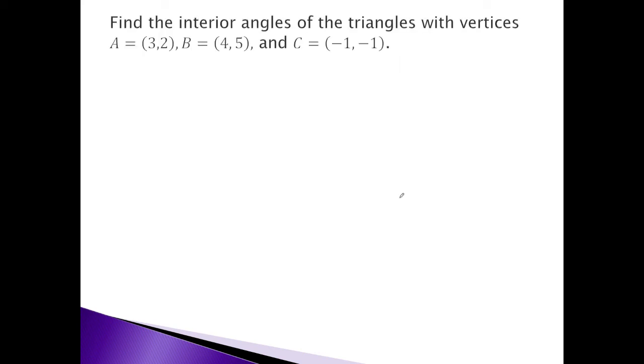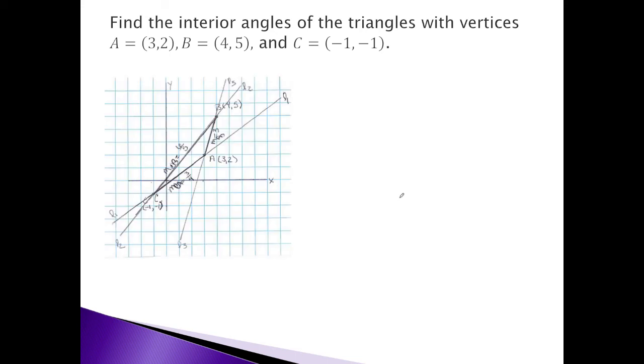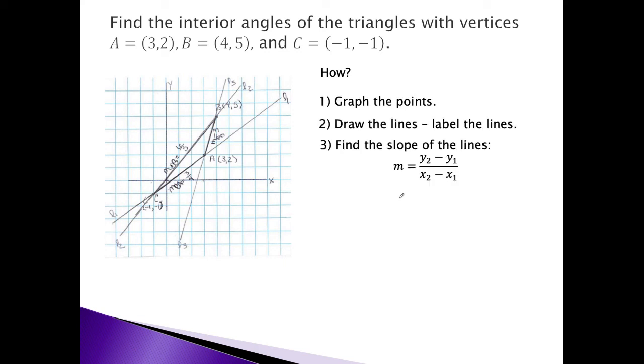Find the interior angles of the triangles. So I'm going to plot my points. So how am I going to do this? I'm going to plot my points or graph my points, draw the lines, label the lines, and find the slopes of each of the lines. The slope of AB is 3, the slope of BC is 5/6, and the slope of CA is 3/4.